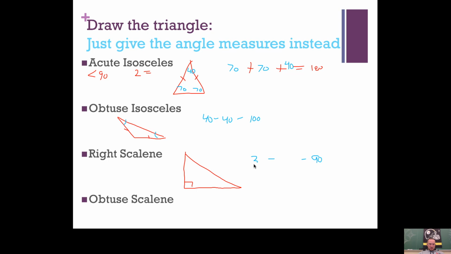So this is just a simple example. 30, 60, 90. They're all different, so it's scalene. One is right. Three add up to 180.